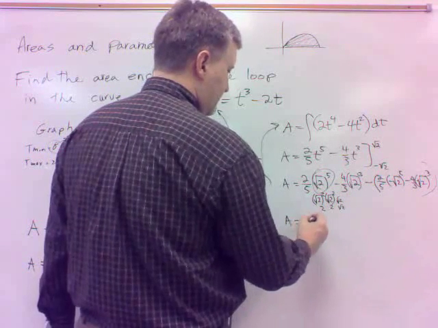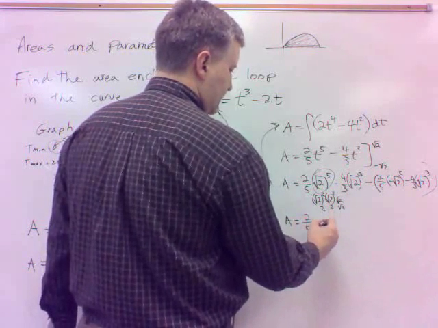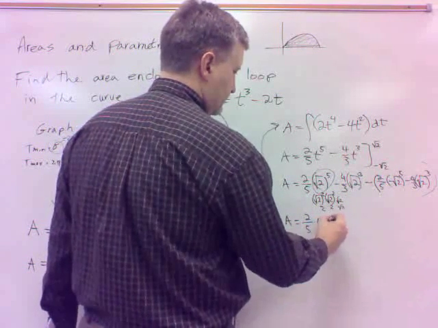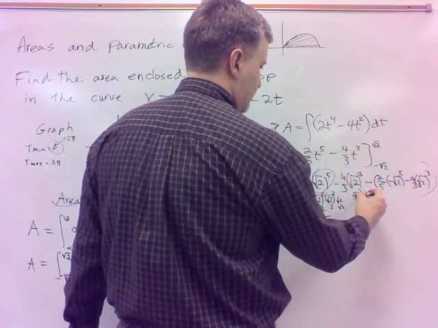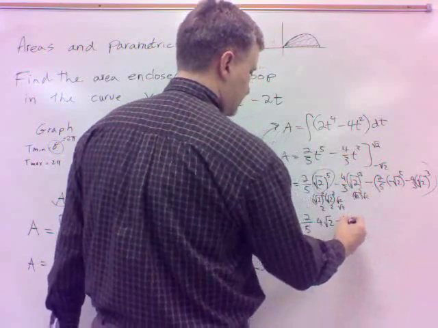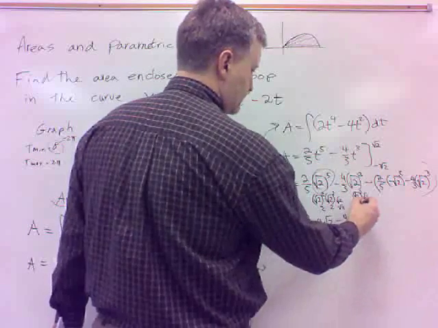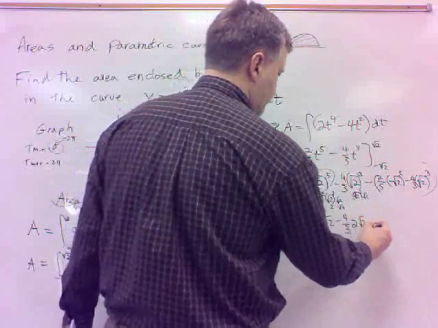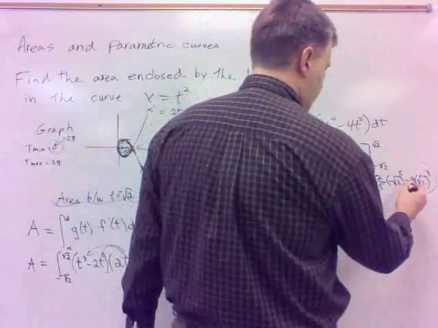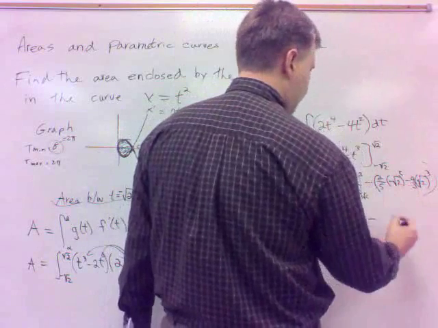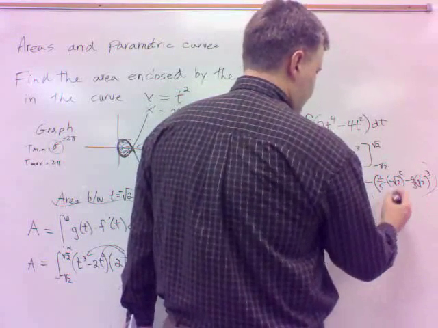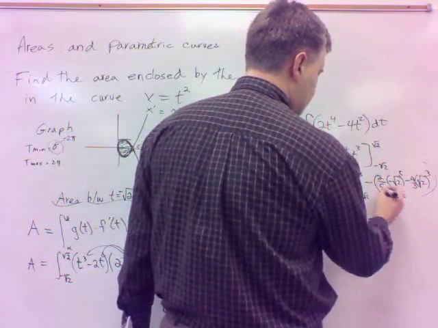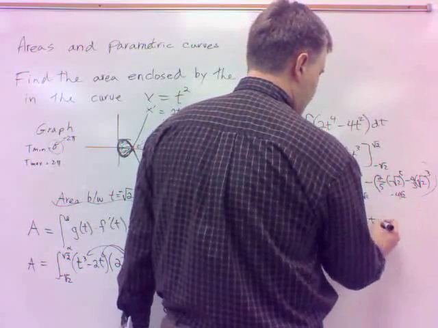So here I have a is 2/5. That would be 4 square root of 2. Square root of 2 cubed, well, that's square root of 2 squared, square root of 2. So that would be minus 4/3. Square root of 2 is 2, square root of 2. Minus, that would be a negative. Same thing here, negative 4 square root of 2 is what that would be. So that'd be 2/5. Negative 2/5, that'll be a positive.